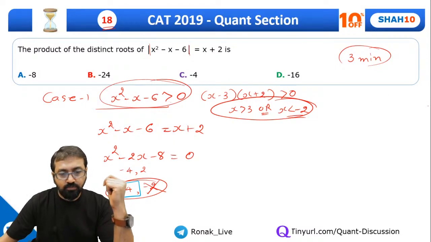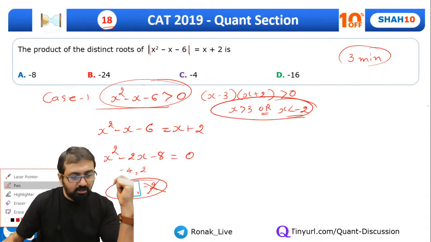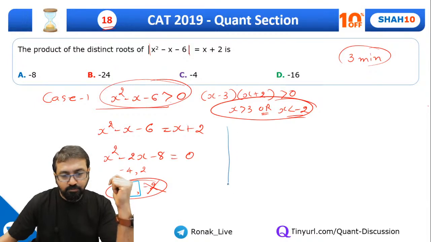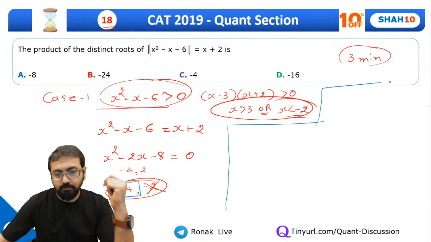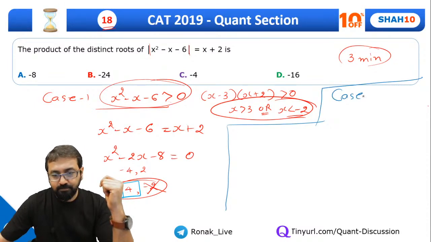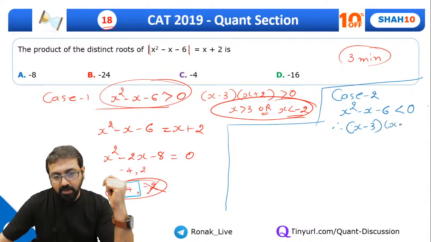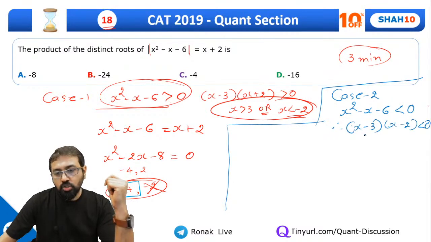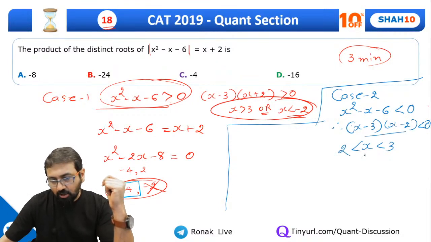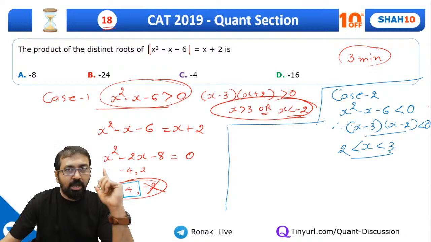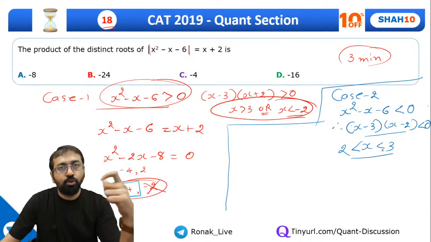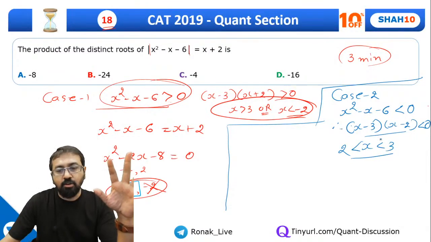Let's take case 2. Let me just solve with a different color. Case 2: x square minus x minus 6 less than 0. That means x minus 3 into x minus 2 is less than 0. So that means x should be between 3 and 2. Now if you don't know this, how am I writing this? Guys, you will have to attend those algebra sessions, which I'm going to shortly do. But yes, this is how we do it.